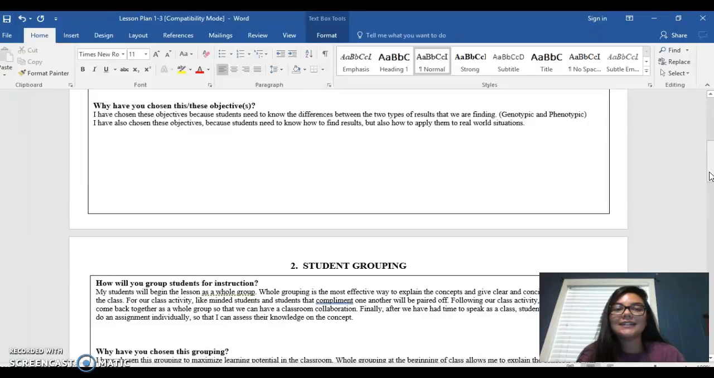And also I've chosen these objectives because students need to know not only how to find the results, but how to apply them in real-world situations, which would be looking at our population.